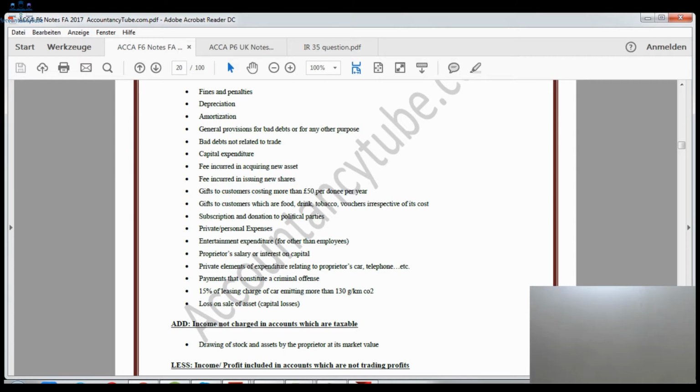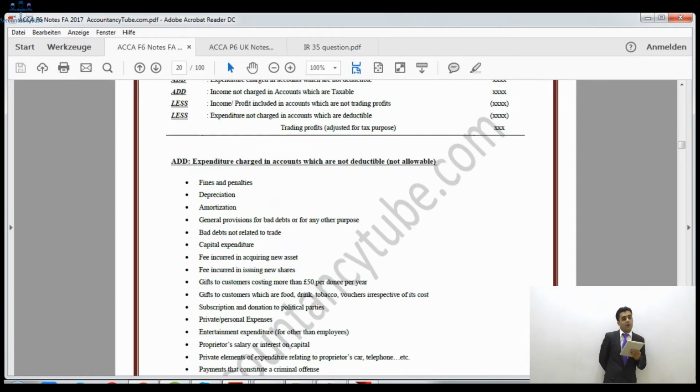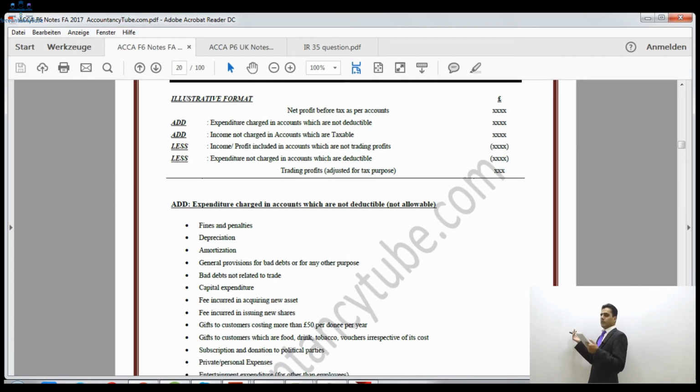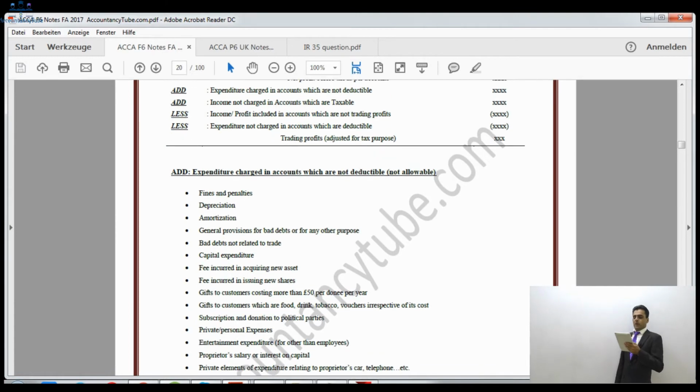Right. So this is the illustrative format. We take the net profit before tax as per accounts, and we will add the expenditure charged in accounts which is not deductible. These are expenses which are deducted in the accounts, but for tax purposes should not have been deducted. So we will add them. Now, the list below shows which ones are not deductible.